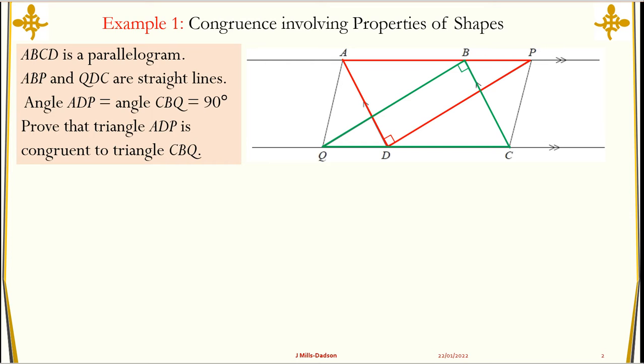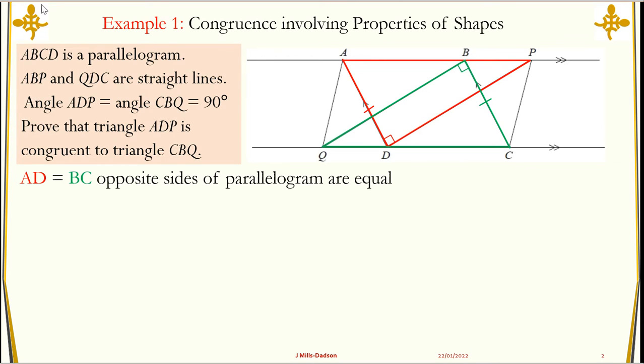How do we prove that? First is AD is equal to BC. How do I know that? Because opposite sides of a parallelogram are equal. Second, angle ADP and angle CBQ are all equal to 90 degrees, and is given in the question.